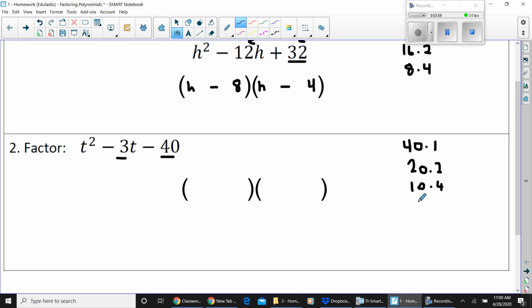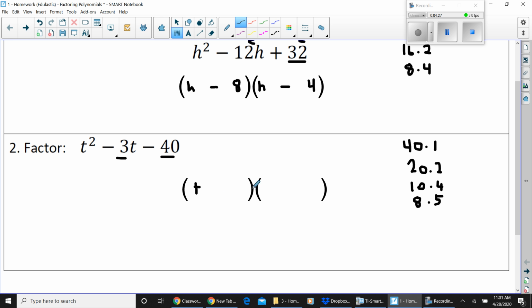So what else goes into 40? Well, 8 times 5. If you take a look at 8 times 5, 8 plus 5 is 13 if you add them, or 8 minus 5 is 3. Negative 8 plus 5 could be negative 3. So that could be my answer. That could be my factors.